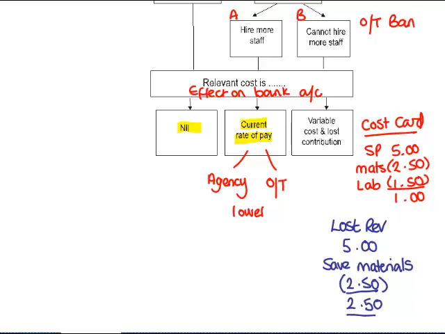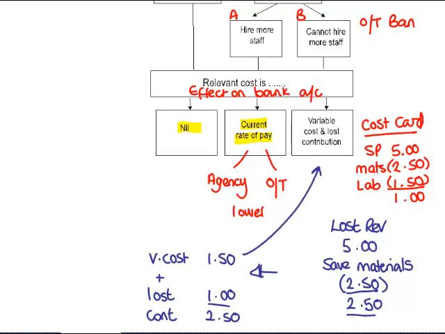Now, this is actually equal to the variable cost of my labour, which is £1.50, and my lost contribution from my raspberry jam of £1, making a total of £2.50. Now, the important thing to realise is that in the exam, often you're actually required to do it this way rather than the first way, because you're often given only the lost contribution and the variable cost rather than details about the revenue that will actually be lost and the materials saved.